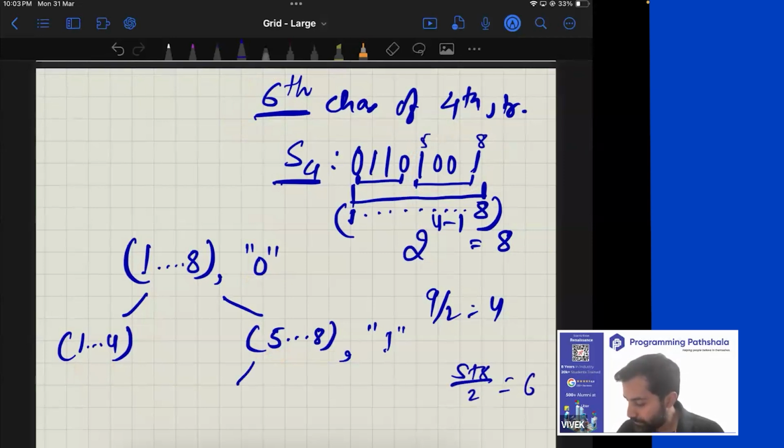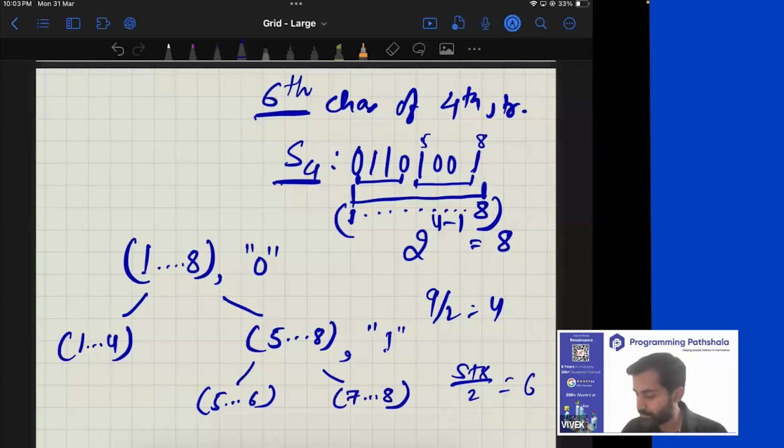So you would say the left half of it is from 5 to 6. The right half of it is from 7 to 8. Which half will you go at? If you need the sixth character, will you go to the left half or the right half? You will go to the left half. Yes, very good. Now, when you go to the left half, given that your original string was 1, what will its left half represent? 1 or 0? The left half will represent 1.